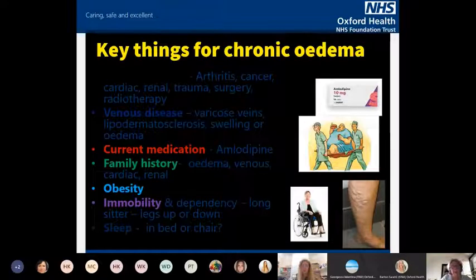Key things for chronic edema. So on the chronic edema day, apart from the things that we've already talked about, there are some other key things that we talk about in holistic assessment.